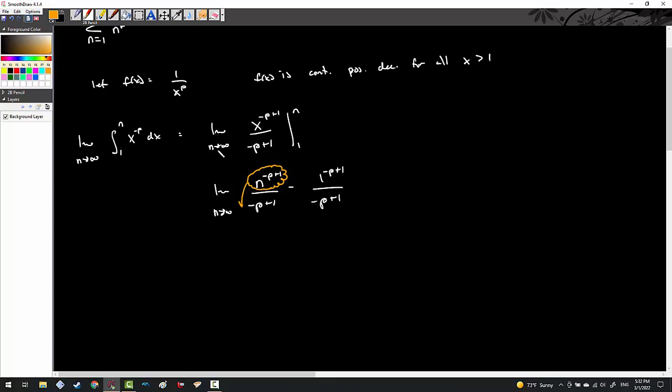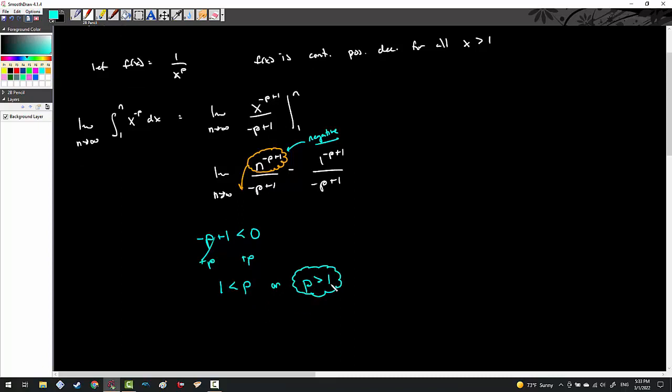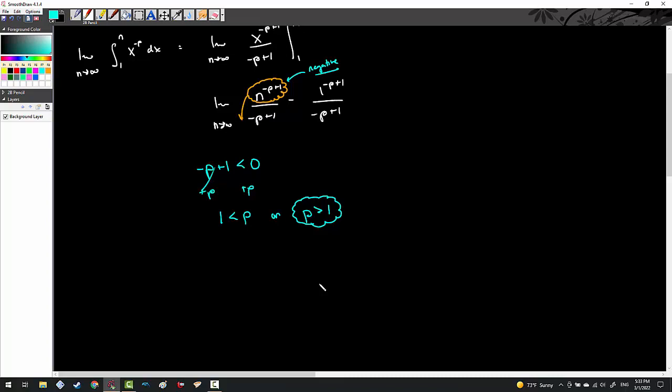And so the only way I can do that will be if that exponent is negative. And so that means that negative p plus 1 has got to be less than 0. In other words, if I add p to both sides, 1 would have to be less than p, or p would have to be greater than 1. And we have hopefully remembered this from improper integrals, because we used it sometimes when we were just trying to guess whether or not an improper integral would converge or diverge.